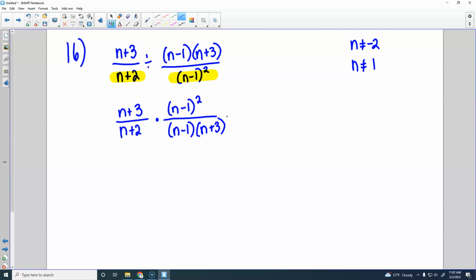Here is something that's unique to a division problem. Now I've got a new denominator, right? So I can't have a 0 there either, because it's going to cause a 0 in the denominator in that second step where I flip and multiply. So I already have n cannot equal negative 2 from here. I already have n cannot equal 1, but I also need to add to my excluded values n cannot equal negative 3.